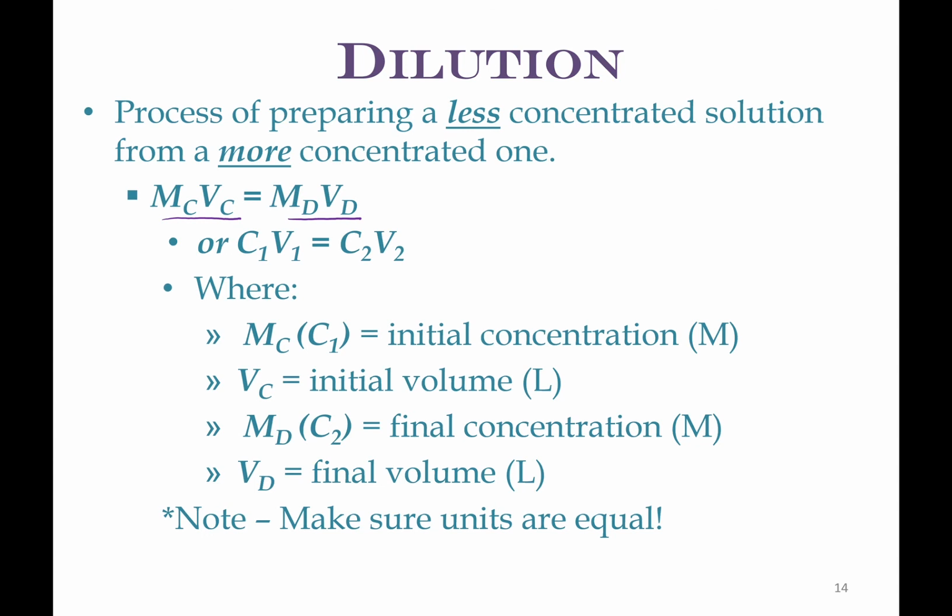I changed it to that from C1V1 is equal to C2V2 because my students were trying to figure out which one's 1 and which one's 2. So by labeling them concentrated versus dilute. Also, which one do we keep together?